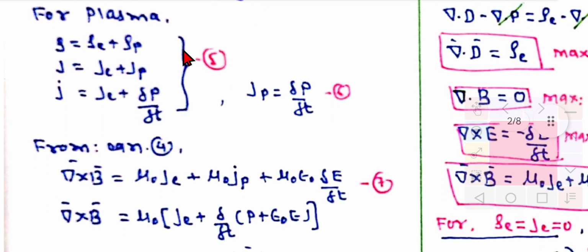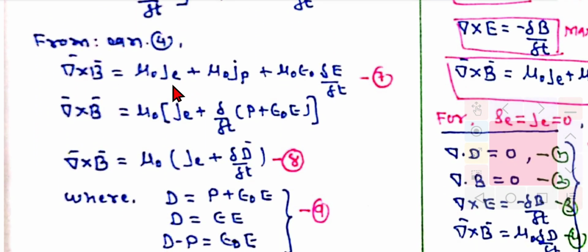Now what is the value of Jp? Jp is the rate of change of the polarization vector. Jp is equal to del P by del T. Now let us place all this in equation number 4 and see what will happen here.